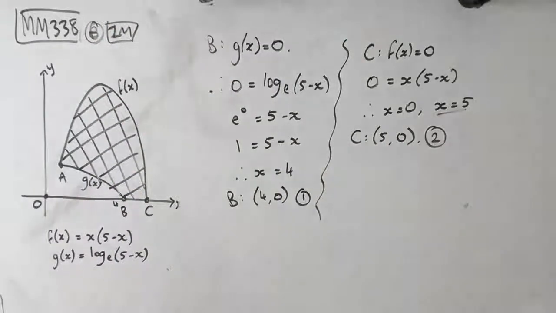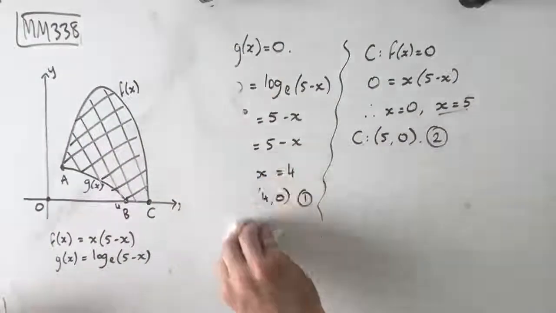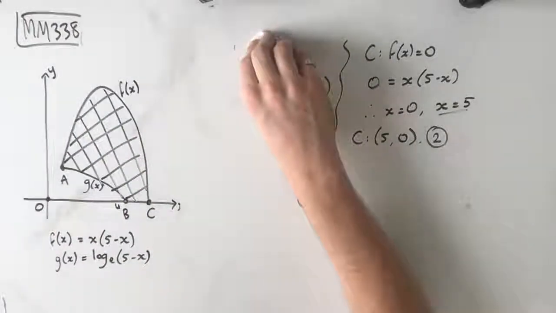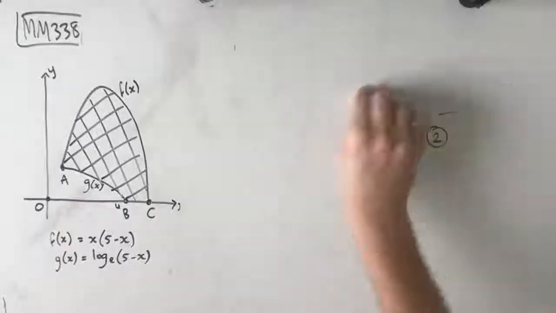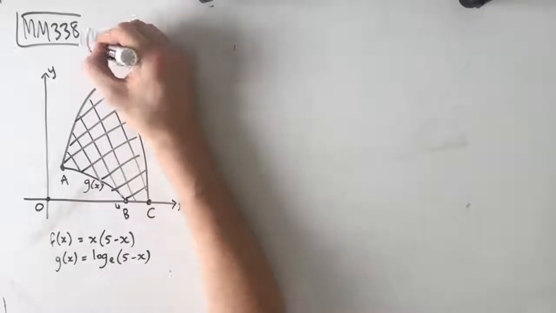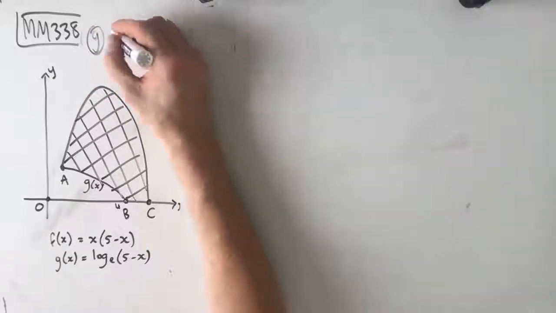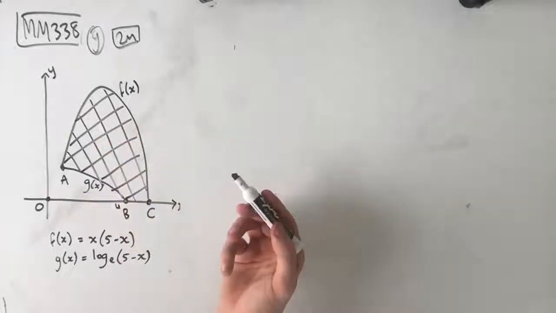So let's move on to part G. Part G is a 2-mark question and says, how much area does the pool take up in the backyard? Give your answer correct to the nearest square meter. Awesome. So we've got G here, which is a 2-mark question. And we need to find the area of this shaded region, all right?